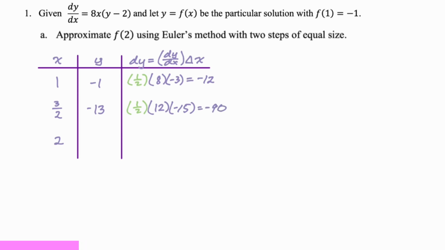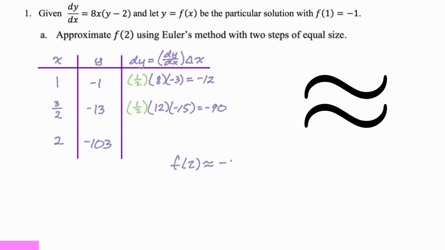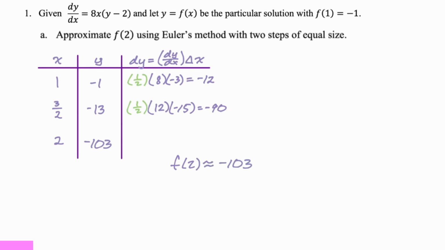So to get a new y, we take our current y, which is negative 13, and we add negative 90 to get negative 103. Now, there's one last step on these, and it's really important. You have to say that the value of the function is approximately this. So f of 2 is approximately negative 103, which is a really negative value. Often if you start at negative 1, you're going to end at like negative 2, but not this case.